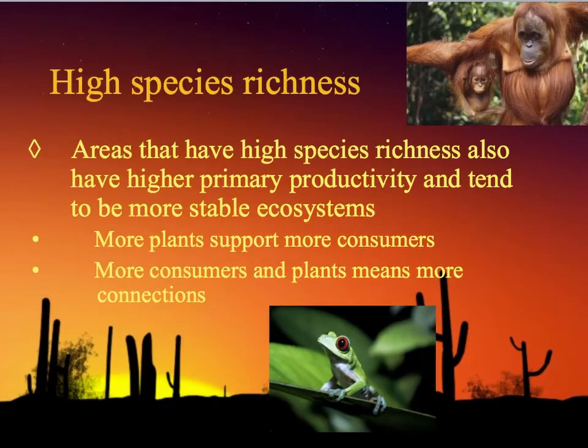So let's tie this into sustainability. In areas with high species richness, a lot of different things, they also have higher primary productivity, all right? And they tend to be more stable. So more plants support more consumers, more things that eat those plants. The more consumers and plants means the more connections amongst those consumers. As a reminder, net primary productivity is the energy that's left over and available to consumers produced by plants.